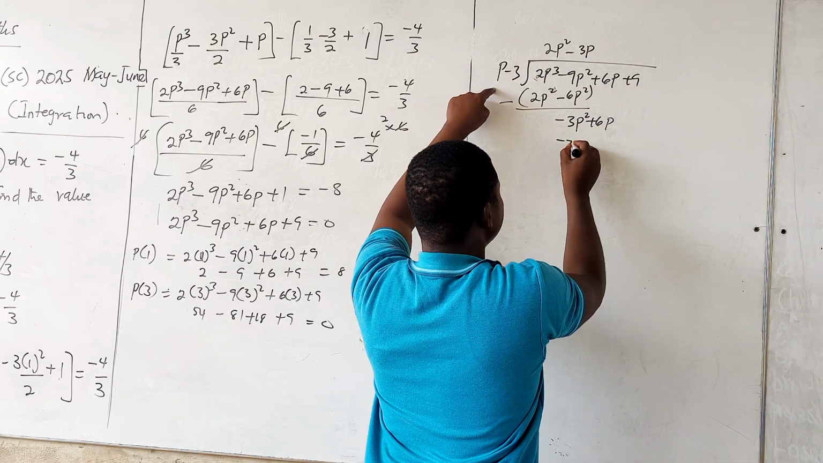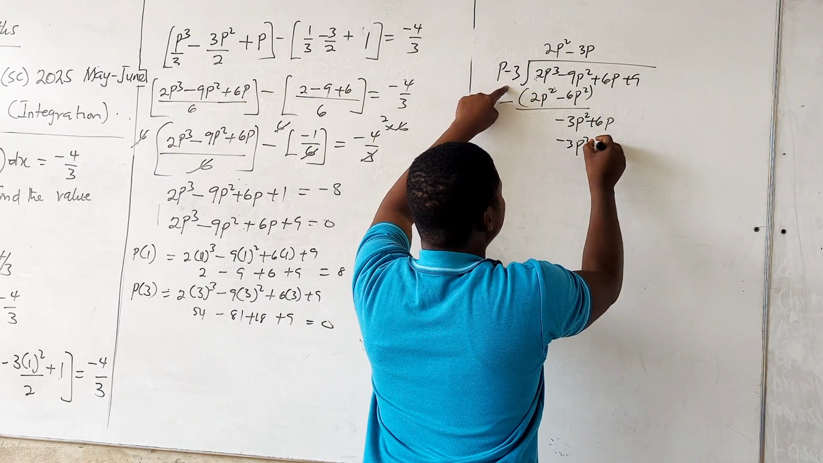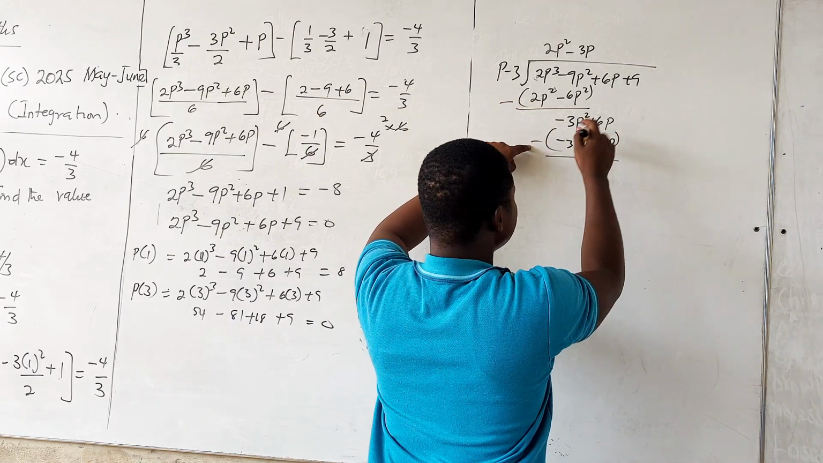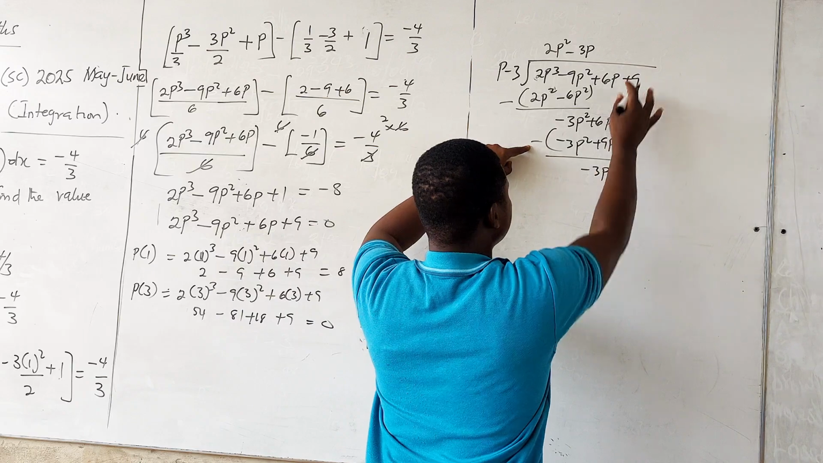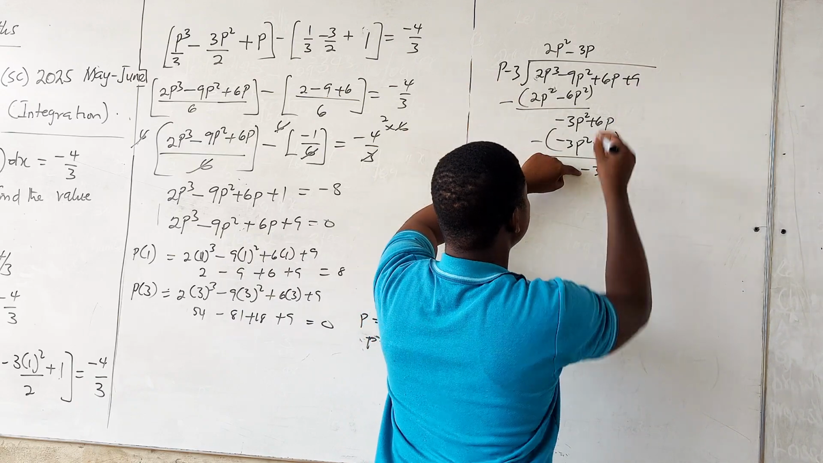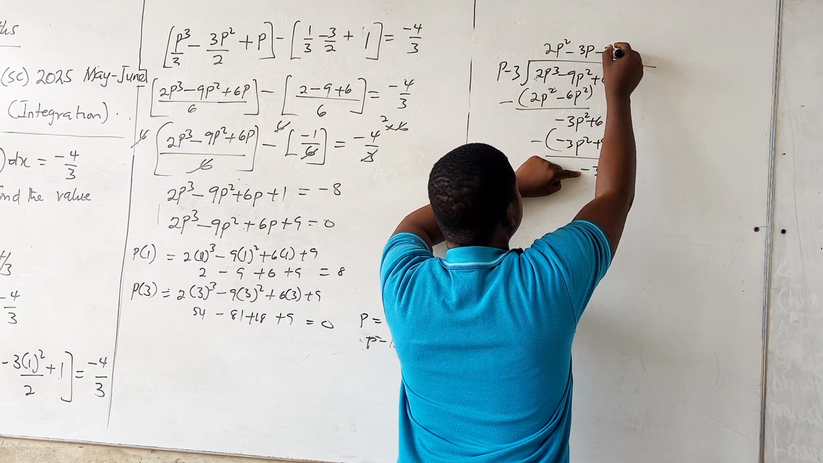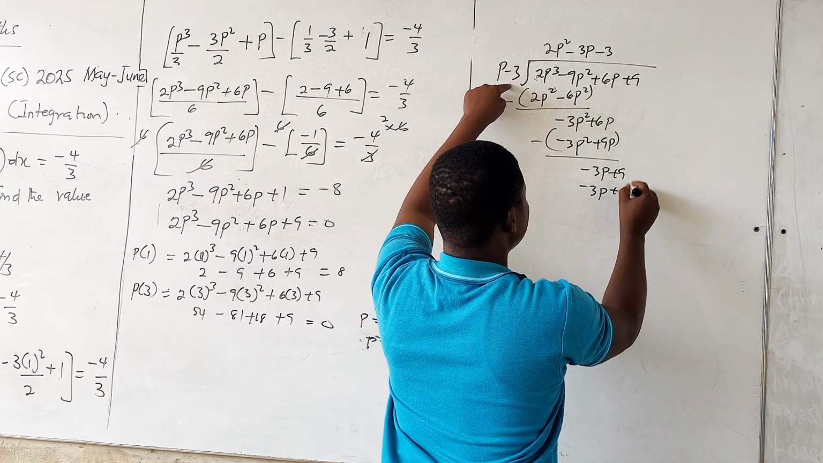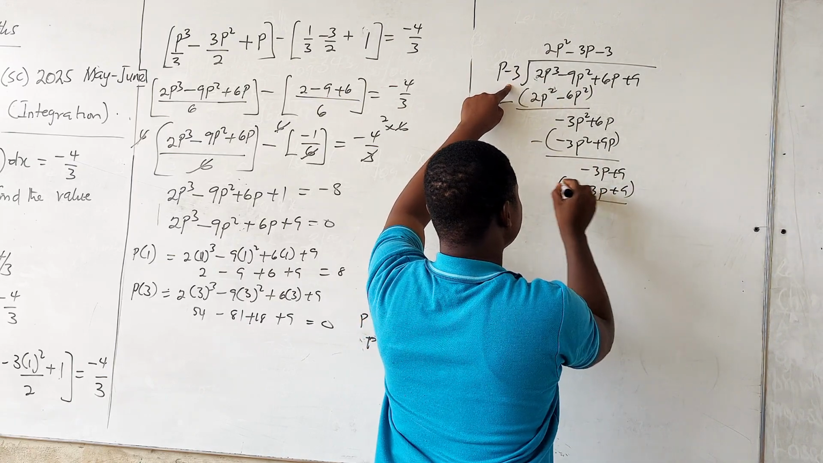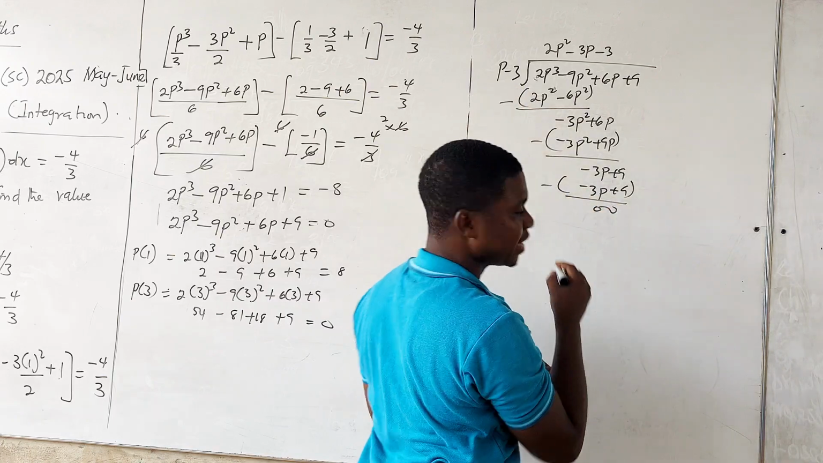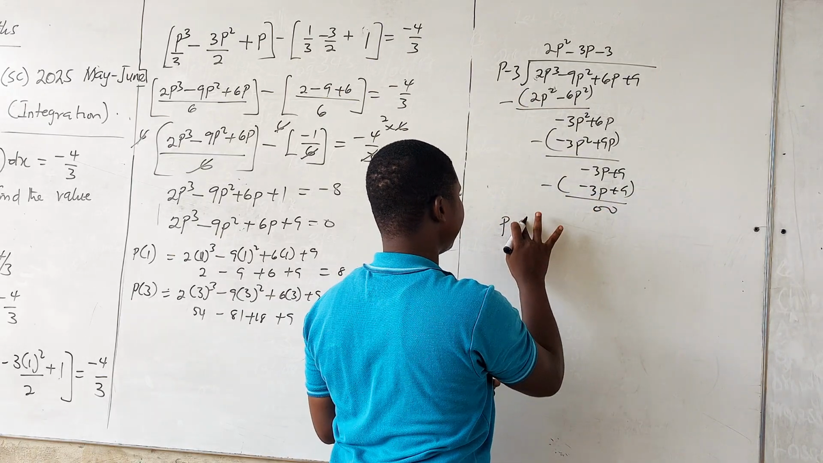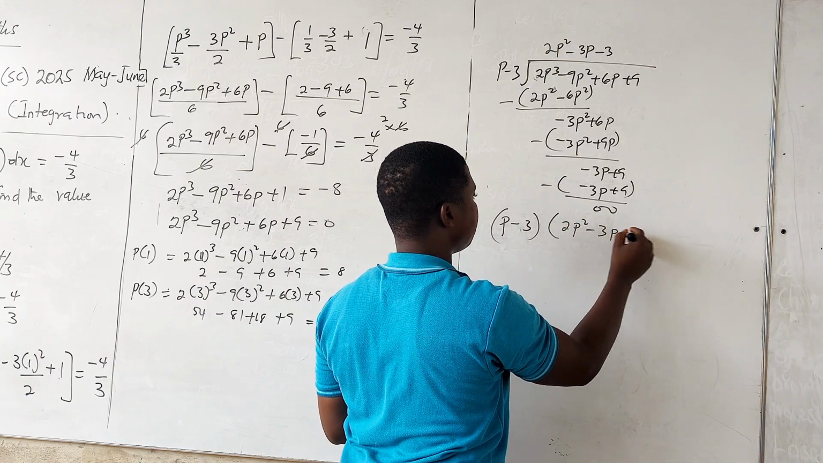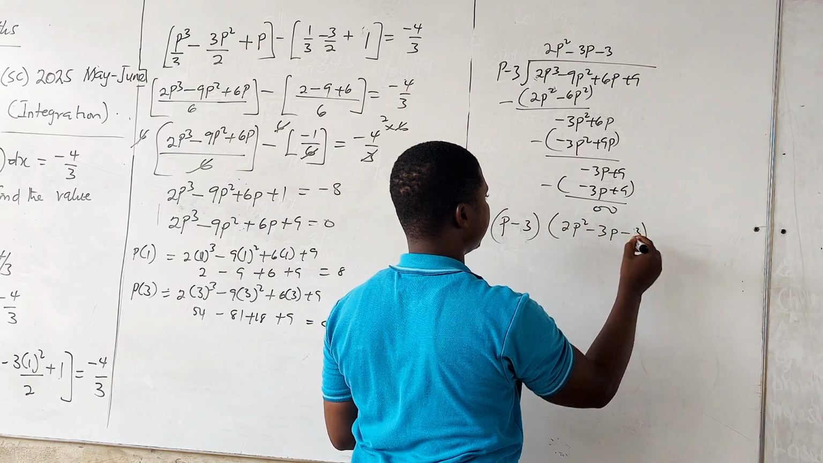This time I have minus 3p squared plus 9p. So you subtract, and this you have minus 3p plus 9. This and that you have minus 3. This multiplied, I have minus 3p plus 9. So when you subtract, you get 0. So it means that the factors are p minus 3, then 2p squared minus 3p minus 3, equal to 0.